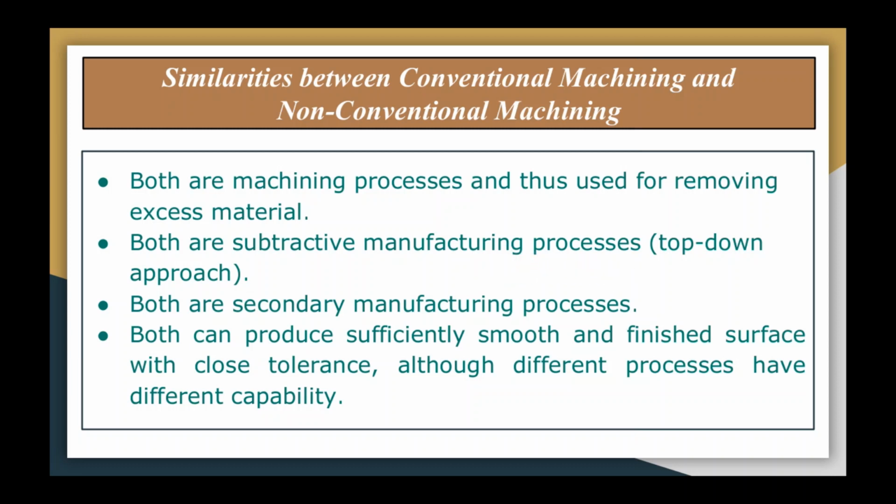Then, both are secondary manufacturing processes. Again, this is a similarity, and both can produce a sufficiently smooth and finished surface with close tolerance, although different processes have different capabilities. So these are some similarities between conventional and non-conventional machining.